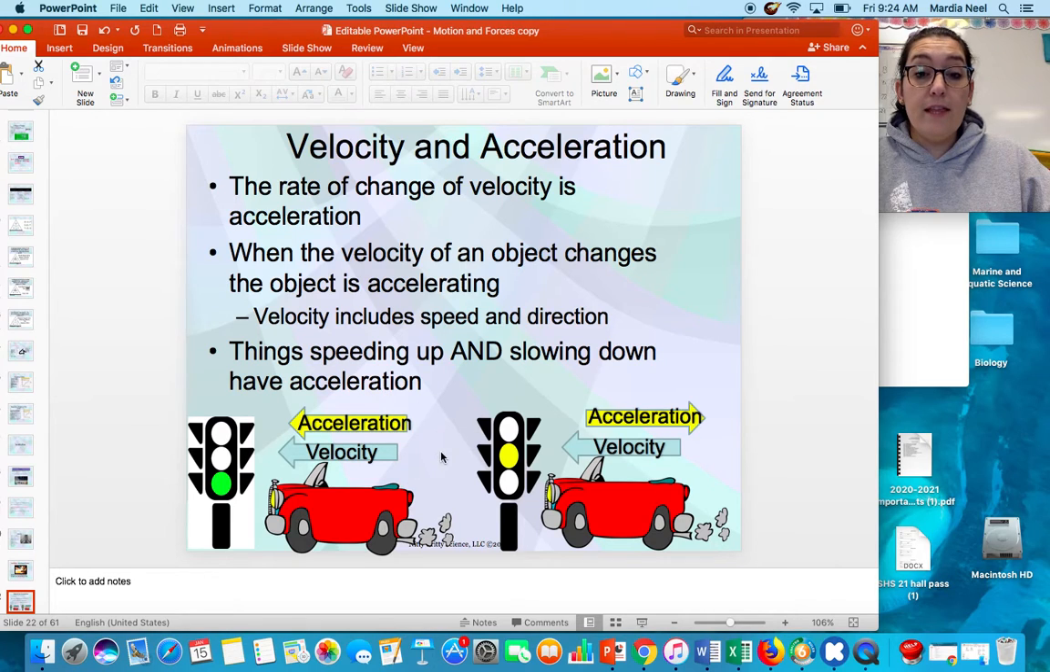But all of a sudden, the light turns yellow. Our velocity is still going forward. Our speed is still going forward, but we're slowing down. So our acceleration is going in the opposite direction. We use the common term of deceleration for this. That's technically not a correct term. It's acceleration in the opposite direction. So if we were accelerating north here, we would be accelerating south here.